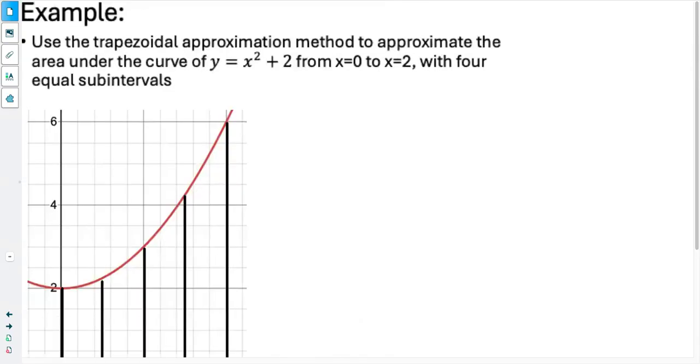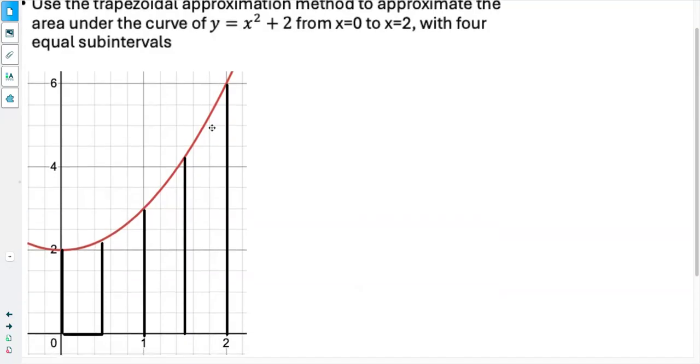So for example, use the trapezoidal approximation method to approximate the area under the curve of y equals x squared plus 2 from an x value of 0 to x equals 2 with 4 equal subintervals. So this has already been drawn out for us. So this here is our graph of y equals x squared plus 2, and it's been broken into those intervals. Now for trapezoids, that would be something like this. So we can see it still doesn't match perfectly, but it does match our curve reasonably well.